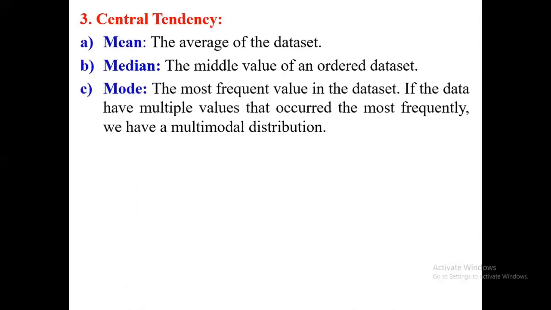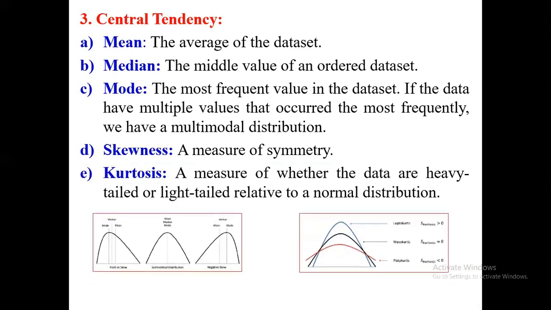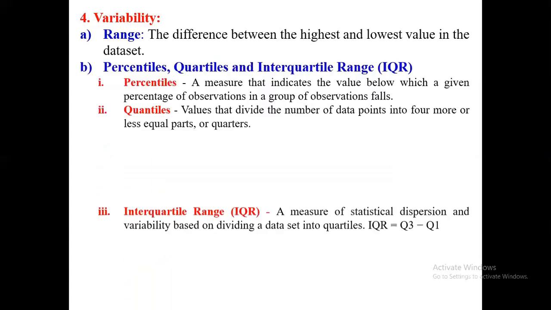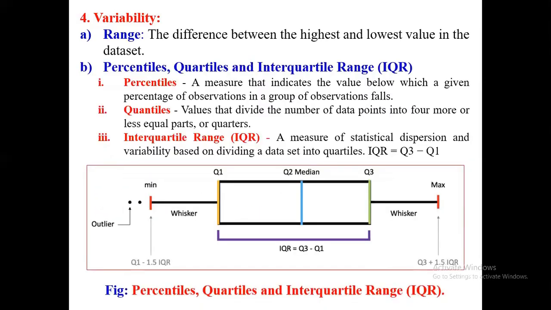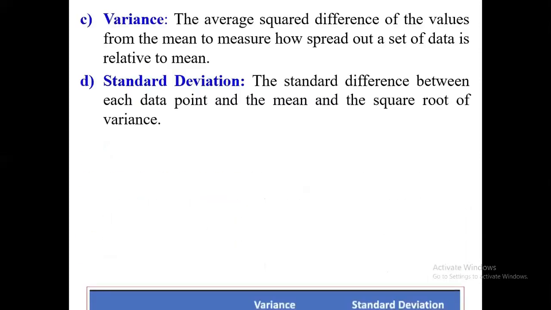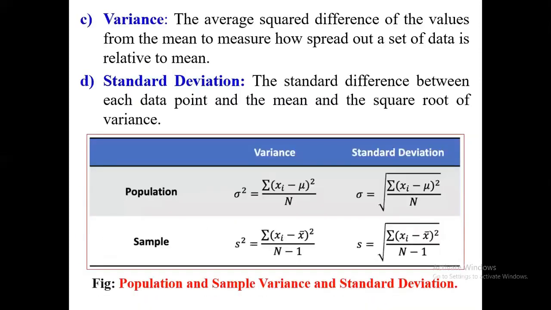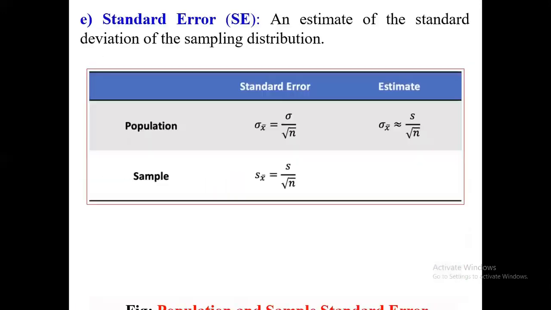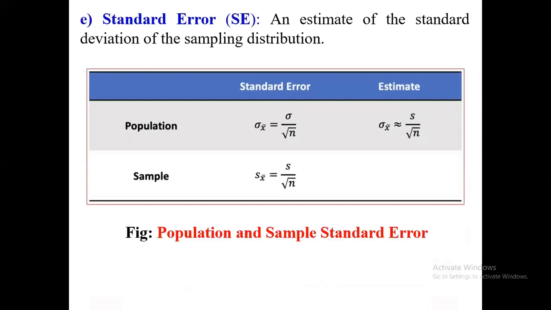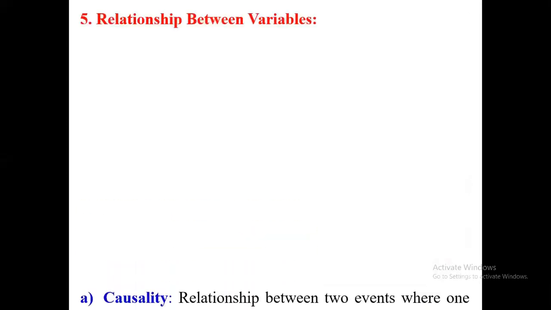Central tendency, there we are calculating mean, median, mode, skewness, kurtosis. These are the things we are applying in central tendency. Variability we are using range, percentile, quartile, that is called IQR. Again, we are calculating percentiles, quartiles, interquartile range, etc. Then variance, standard deviation. These are the popular formulas, especially we are using in a population, sample, etc. Standard error, we are using population method, sample. An estimate of the standard deviation of the sampling distribution.